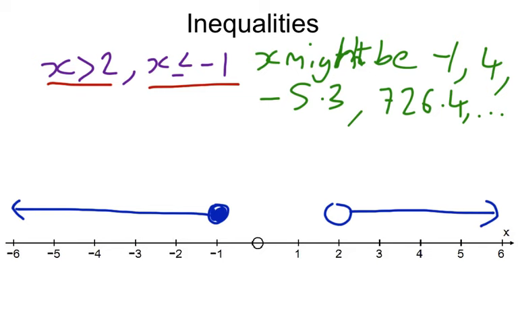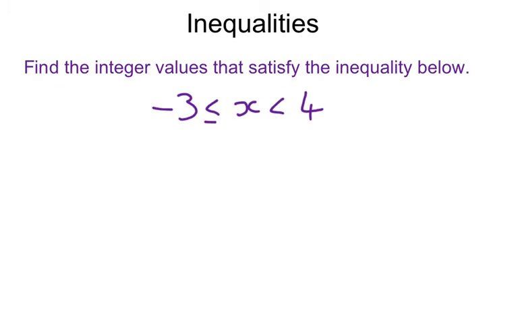The other type of question we might be asked given an inequality is something along the lines of this. Find the integer values that satisfy the inequality below. -3 is less than or equal to x is less than 4. Now, the first important word here is integer. Remember, integer means whole numbers. Whole numbers could be positive or negative. It's just they don't have a decimal part.